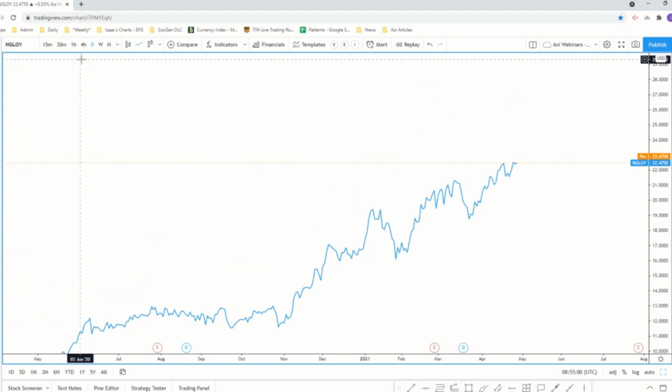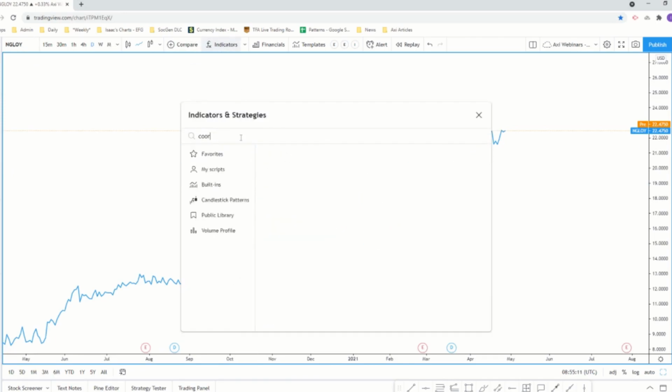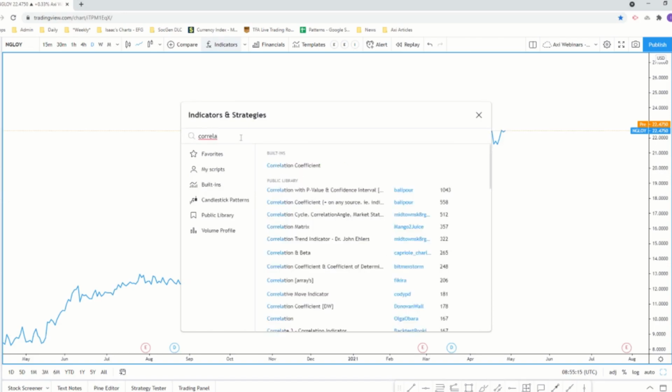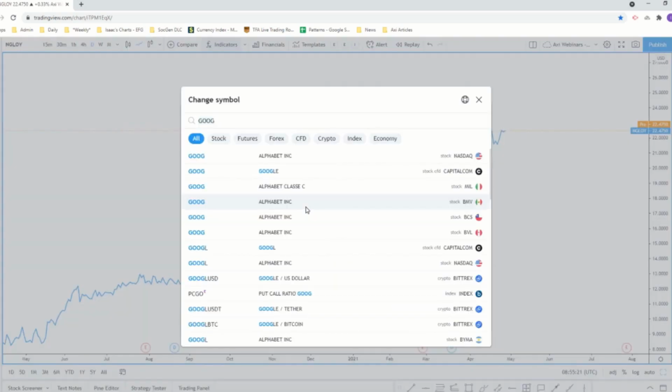So very quickly, I can just get rid of platinum. Let's say I have Anglo-American gold, the stock here. All I have to do is load up an indicator. I click indicator and I search correlation coefficient. So this is built into TradingView. You can click correlation coefficient and they will ask you for the symbol. So all you have to do is key in the symbol.